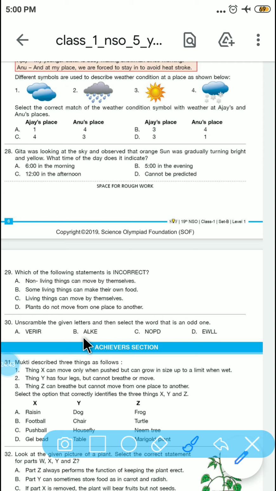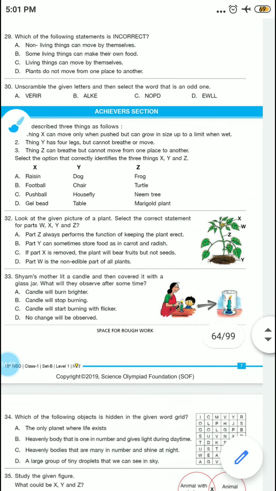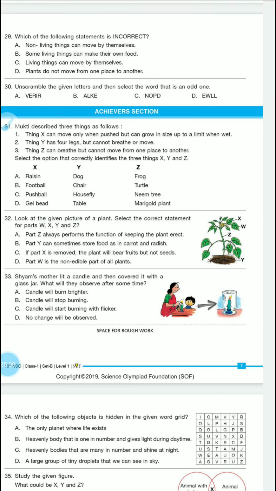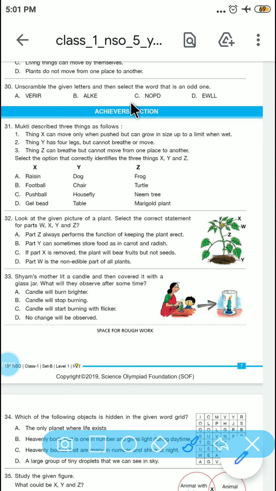Okay, so let me make it clear to you guys, like what is the correct answer for this question. So it is option D. Achievers section, the most innovative and desirable section in all the Olympiad category. Mukti describes three things as follows. Thing X only can move only when pushed and can grow in size up to a limit when wet.